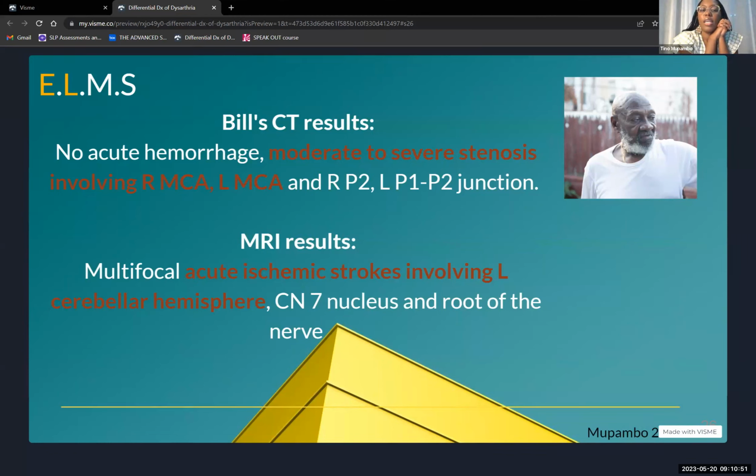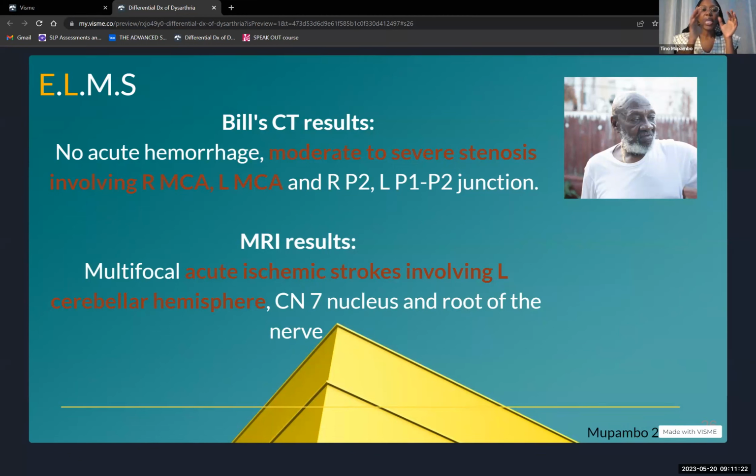So here is what Bill's CT results look like, okay? So he had no acute hemorrhaging. He had moderate to severe stenosis involving his RMCA and his LMCA, and then a bunch of those letters that we don't really know what they are, but I've already seen 2 main things that at least make sense, that could give me an idea, right? Because the MCA is a big distributor of blood flow to the cerebrum, okay, and multiple other parts. And so that's already ringing a bell for me.